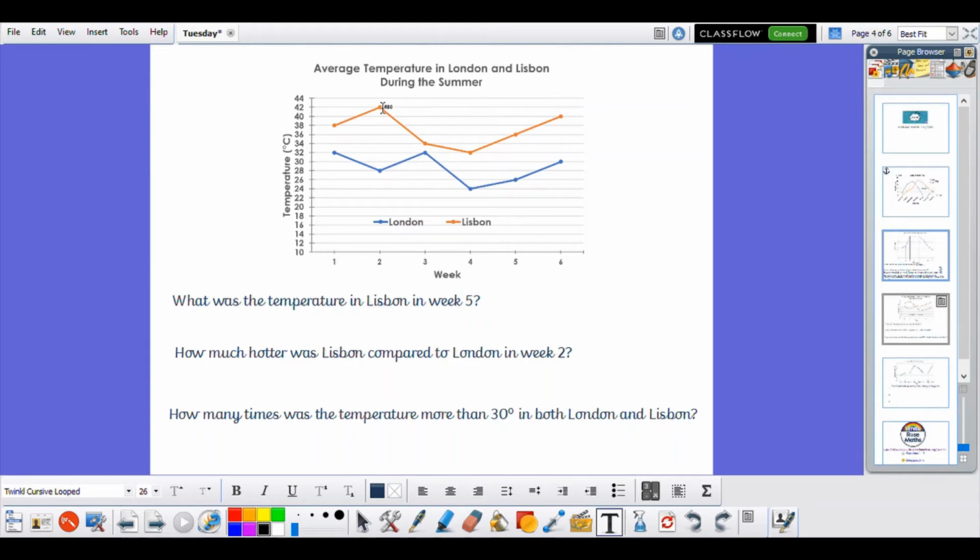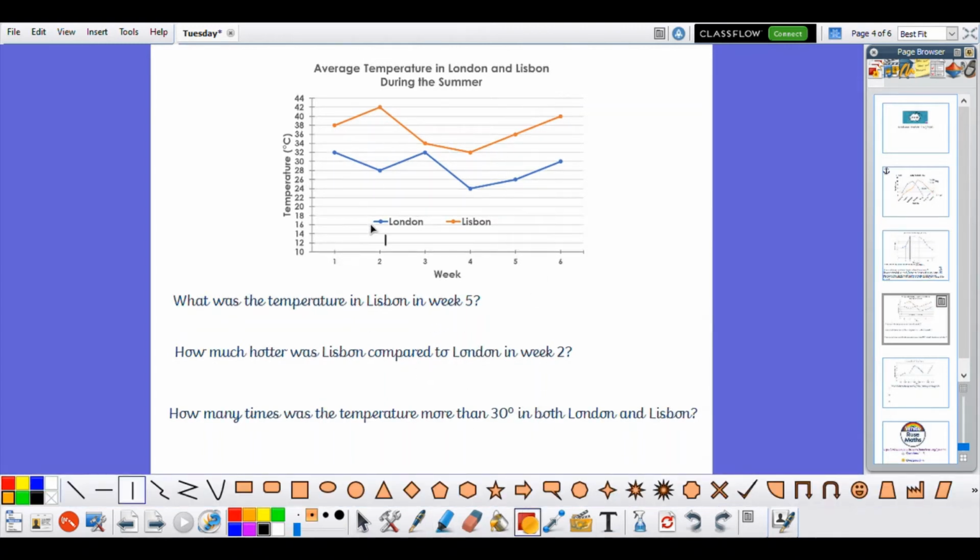So this graph shows the average temperatures in London and Lisbon during the summer. So along the bottom I've got my time in weeks, and on the y-axis I've got the temperature in degrees Celsius. So it says, what was the temperature in Lisbon in week 5? So the first thing I need to do is find out which line is Lisbon. So I'm going to use the key to do that, and I can see that Lisbon is the orange line.